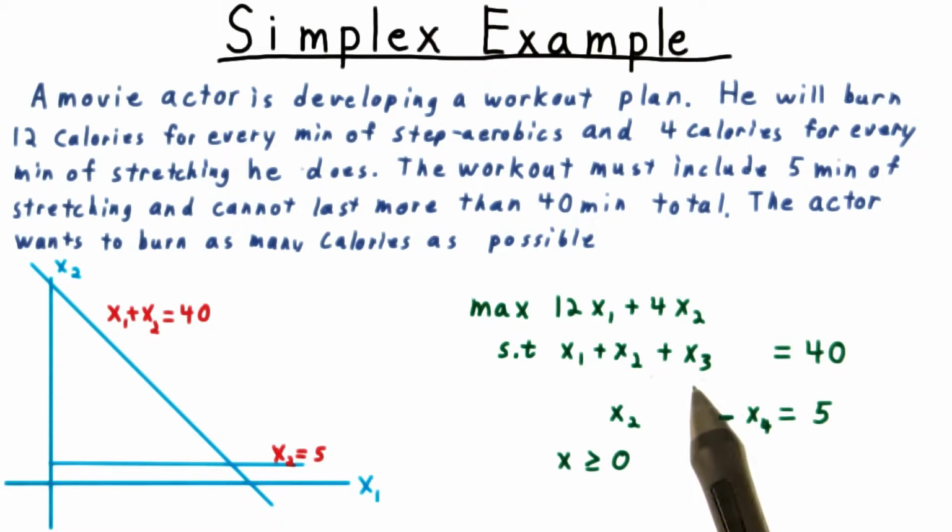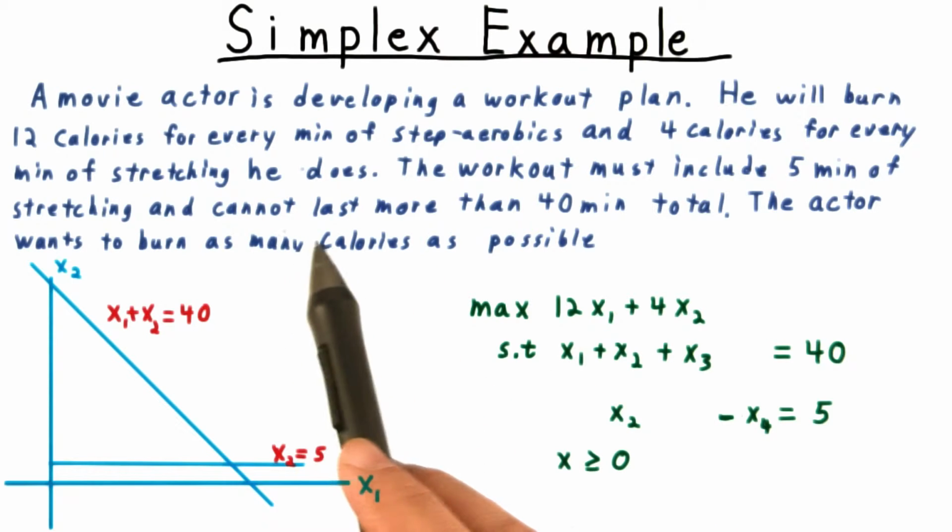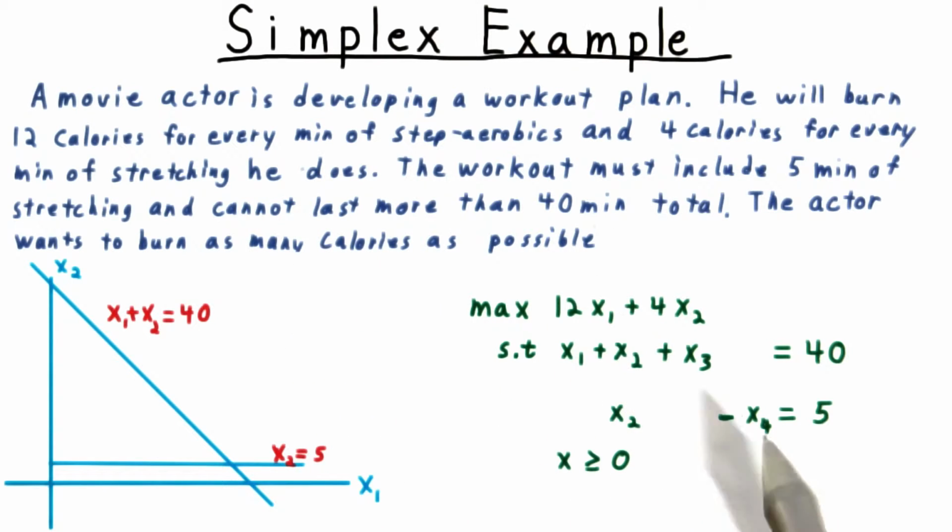I've also introduced a slack variable, x3, on this constraint for the length of the workout, and a surplus variable, x4, for how many minutes of extra stretching that our actor decides to do. And together these allow me to trade the inequality constraints we had before for equality constraints.